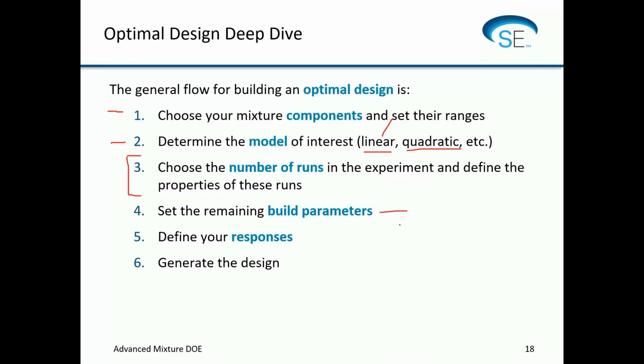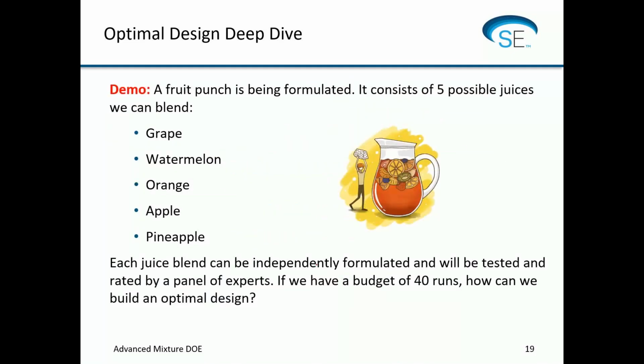If you're building an optimal design, you need to set remaining build parameters, and I'll talk about those a little bit. Define the responses, meaning what is it that you're going to measure. And finally, click the continue button and it'll generate a design for you. So, I think the best way to explain this is by using an example and doing a little software tutorial here.